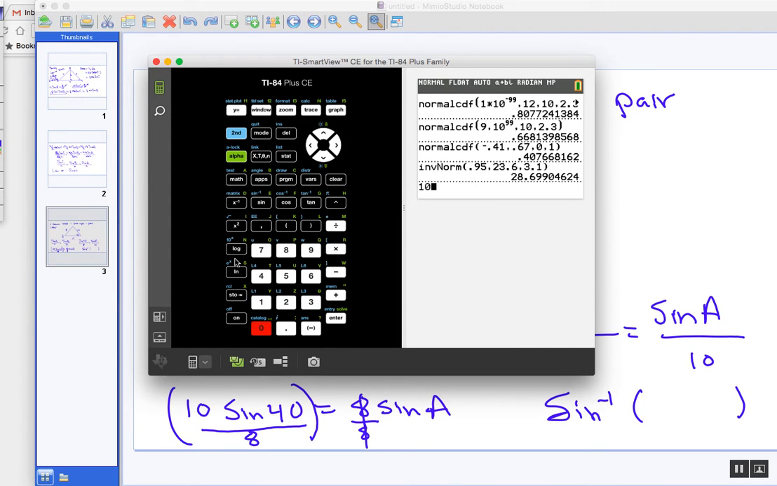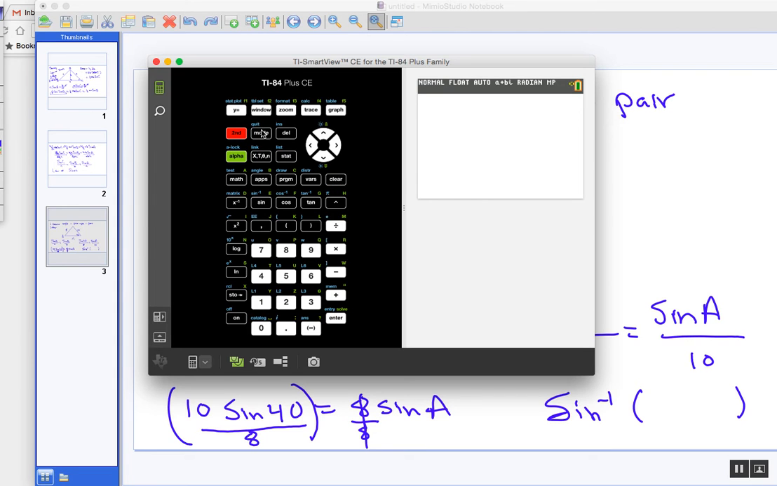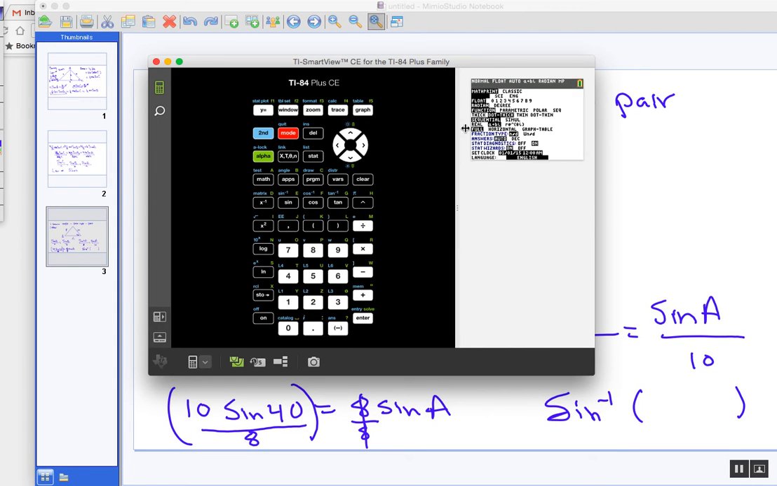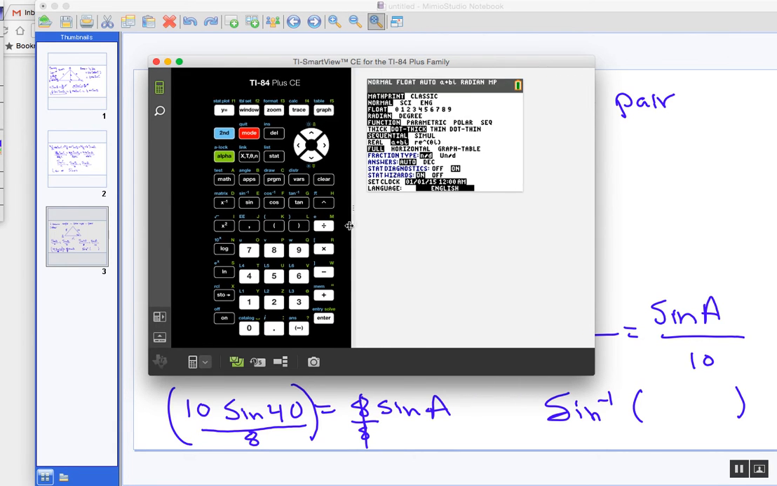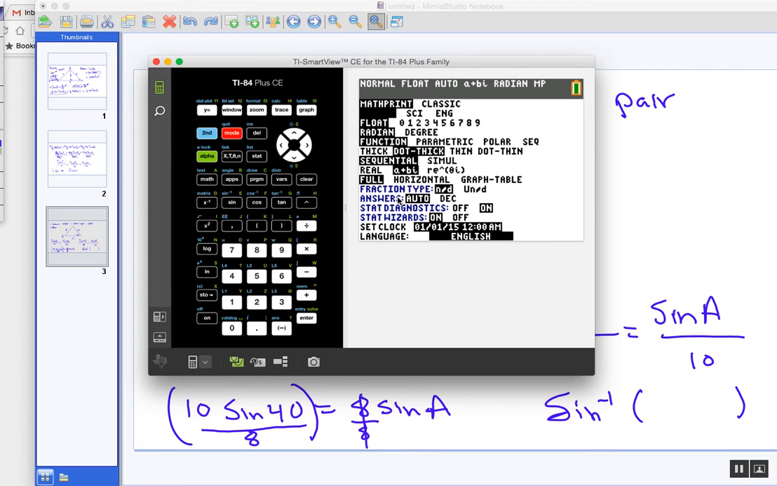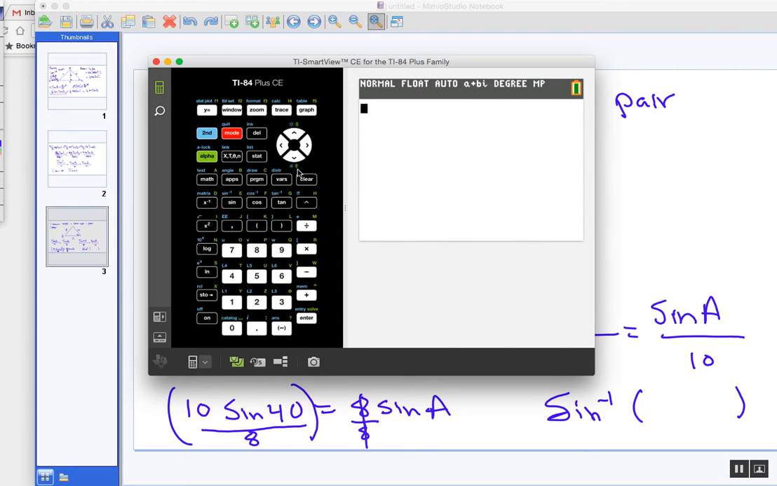So first I'm going to evaluate 10 times the sine of 40. Hold on, let me check my mode. If you're using a TI-84, one of the first things you should do is check what mode you're in. Just clear all this. I am in radian mode, but I want to solve this problem using degrees, so I'm going to go ahead and switch to degree mode. On the TI-84, I went to second mode, and then second quit will get me back to my home screen.